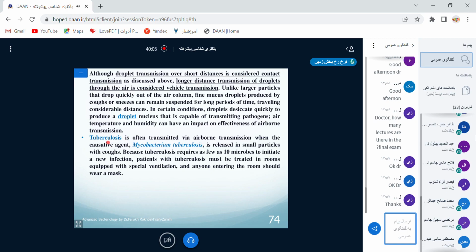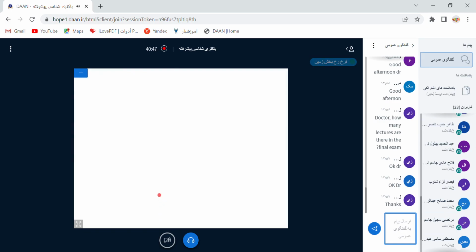An example is tuberculosis. Tuberculosis is often transmitted via airborne transmission, when the causative agent Mycobacterium tuberculosis is released in small particles with coughs. Because tuberculosis requires as few as 10 microbes to initiate a new infection, patients with tuberculosis must be treated in rooms equipped with special ventilation, and anyone entering the room should wear a mask.